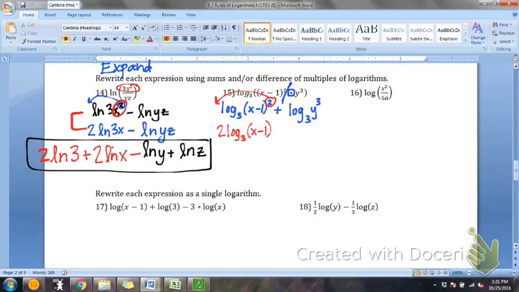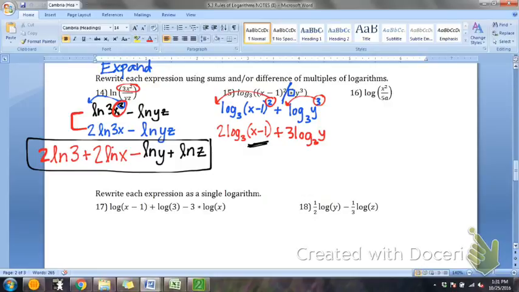Quentin? What else do I need to take care of? I got the same thing over here, right? Is that what you're talking about? So that's going to go out front, plus 3 log 3 of y. Now, do we need to split this x minus 1 apart? No. Why not? Because it's all grouped together and you can't do it. All right, good. Emily's reminding us that it's all grouped together.